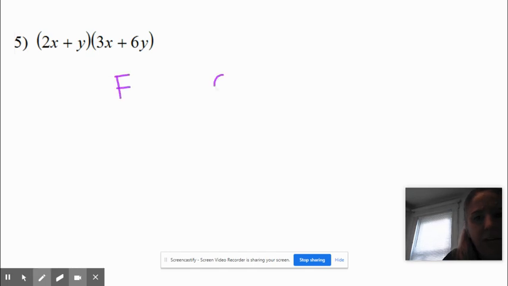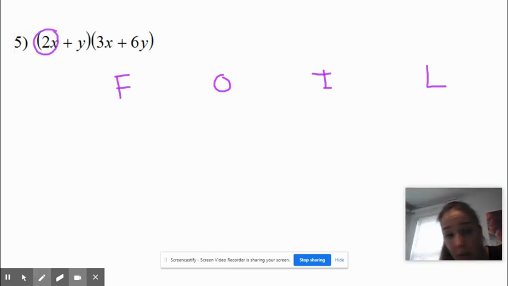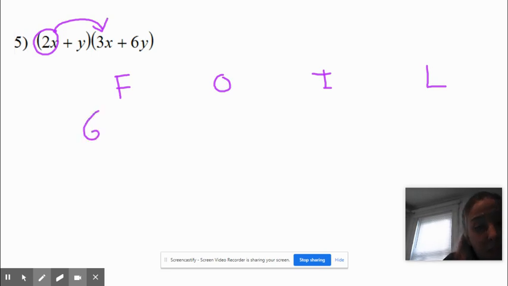First, outer, inner, last. Okay, so really we're taking this 2x and just distributing it to everything in the other parenthesis. Or you can think about it, first term times the first term, which is what F in FOIL is for. 2x times 3x. Well, 2 times 3 is 6. X times x is x to the second power. All right, our outer terms, or just 2x to the other thing, 2x times 6y. 2 times 6 is, of course, 12. X times y is just xy.